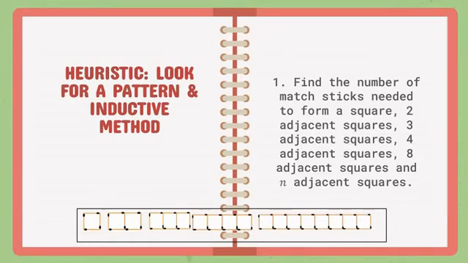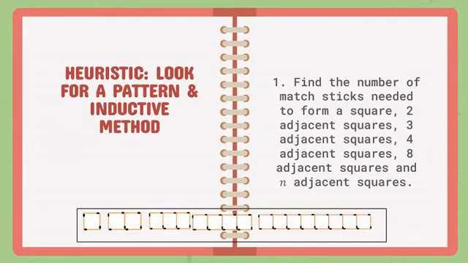Okay, another strategy in solving problems is looking for a pattern or using inductive reasoning. For example, I ask you, find the number of matchsticks needed to form a square. 1 square lang. Ilang matchsticks kailangan for you to form a square? You say 4. How about if I ask you to make 2 adjacent squares? How many matchsticks do you need? How about 3 adjacent squares? How about if I ask you to make 4? How many matchsticks do you need? How about if n adjacent squares?